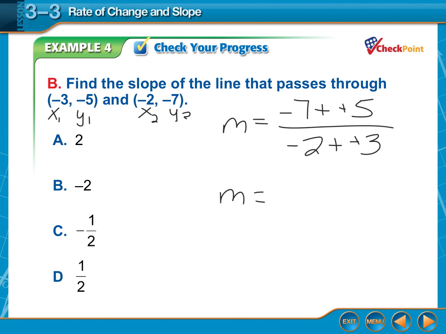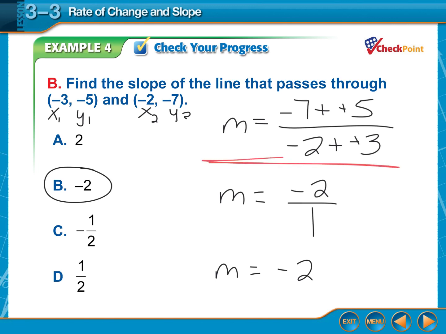What's -7 plus 5? -2. What's -2 plus 3? 1. What's -2 divided by 1? -2. Don't skip any of these steps. Okay? That causes a lot of mistakes that are silly that shouldn't be happening. Don't skip over this stuff. All right, let's look at that one.